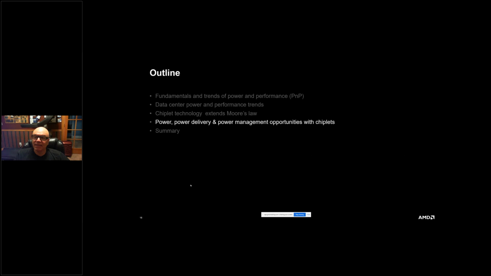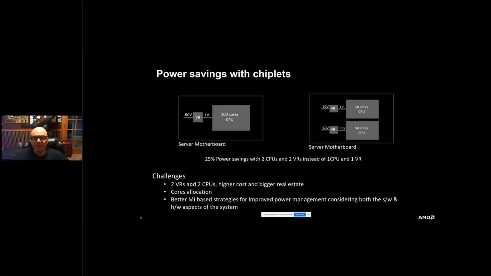So now let's talk a little bit about how we can use the chiplet world, learn from that mobile experience, and what kind of things we can do maybe in data centers. Just some ideas, by the way. Now let's look at an example.